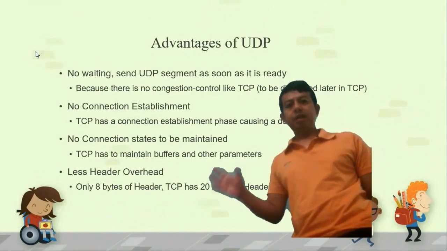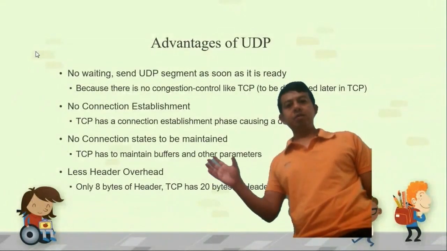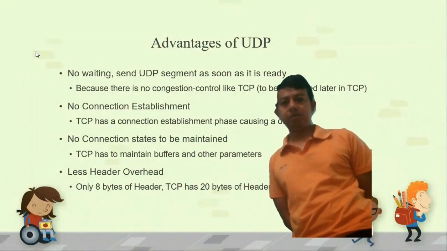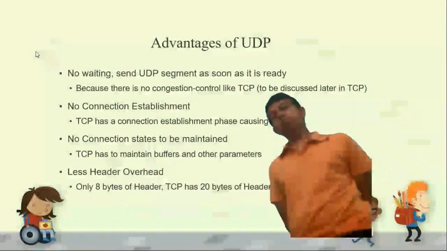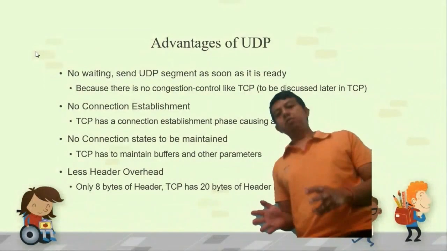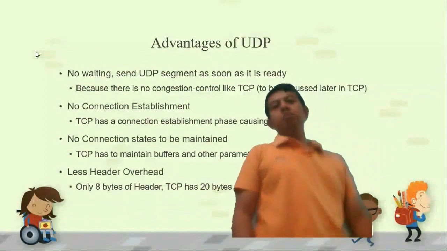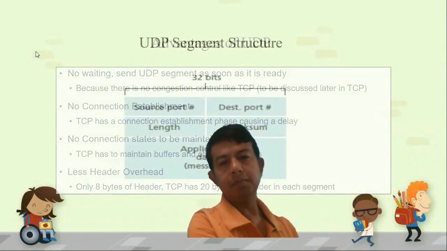Because there is less header in UDP, the size of the UDP packet would obviously be smaller than a corresponding TCP packet, and because it's a smaller packet compared to TCP, the delay in sending a smaller packet would be less than the delay in sending a corresponding bigger packet. So these are some of the advantages of UDP over TCP.